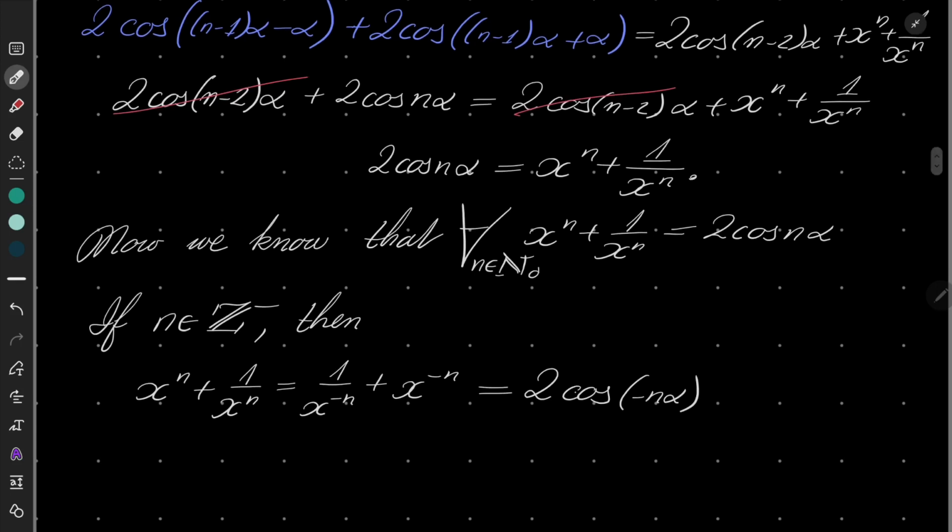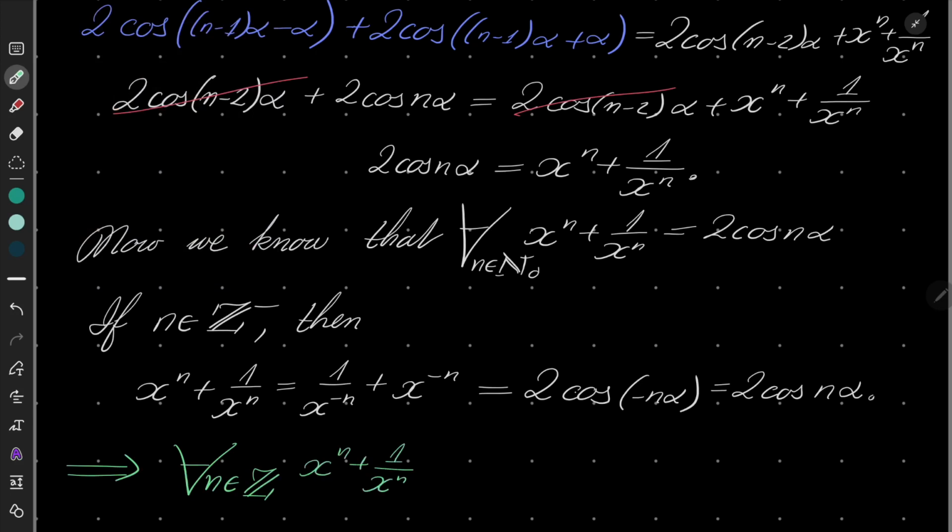But we also know that cosine is an even function. So it's just the same as 2 times cosine of n times alpha. And that implies that, in fact, for every integer, positive, negative, or 0, x to the power of n plus 1 over x to the power of n equals 2 times cosine of n times alpha. And that was our goal.